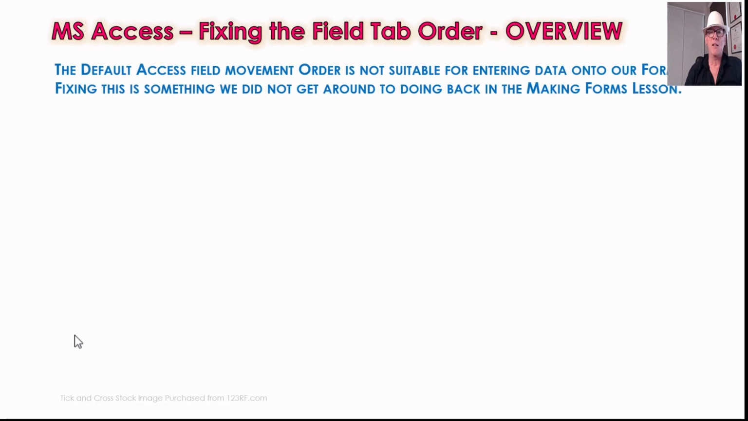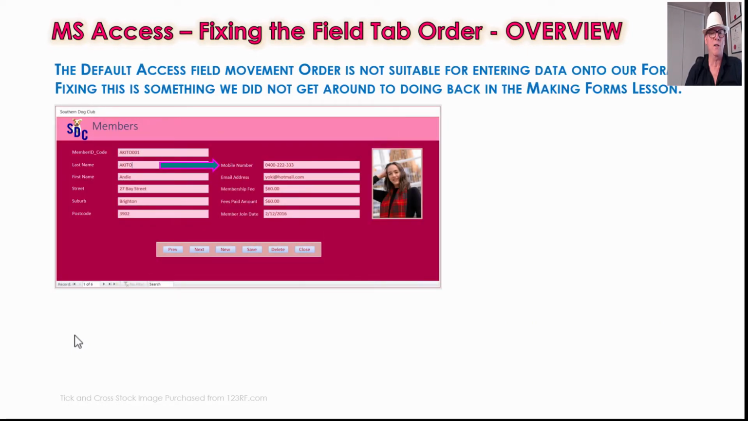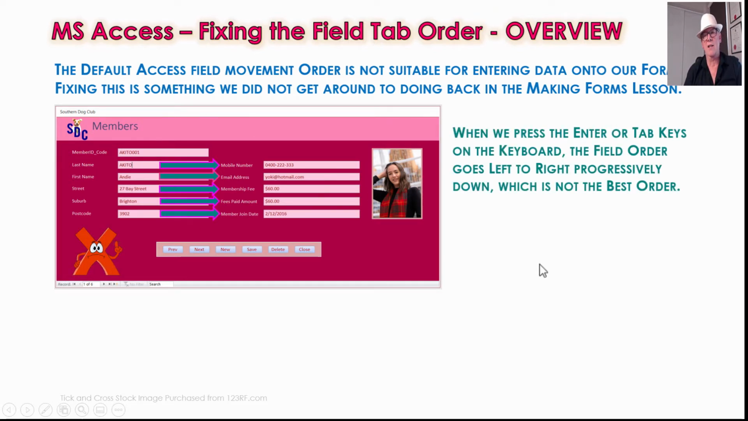Now, the default Access field order we just showed you isn't suitable, because it goes from last name and jumps across to mobile number, as we saw. Then you do your first name, then it jumps to email address. You can put in your street, but then it jumps across to membership fee. So it's doing this left, right, left, right, left, right. That's just how Access has set it up.